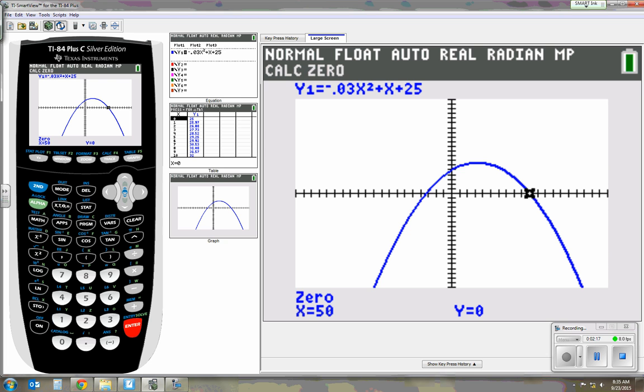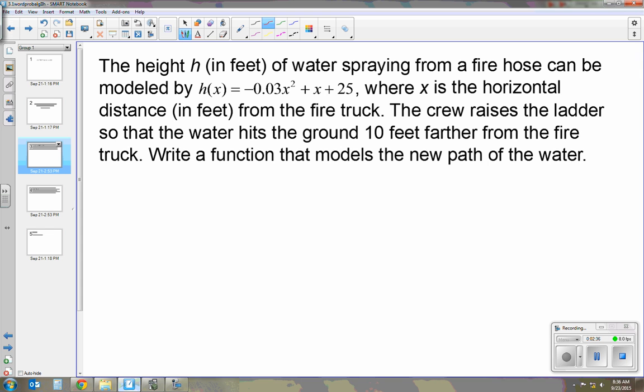Okay, and if you notice, our 0 is at 50. That means when this fire hose lands on the ground, where the ladder regularly is, it lands 50 feet away from the fire truck. But our problem says that the water hits the ground 10 feet farther. So 10 feet farther is going to be at 60 feet. So we need to rewrite an equation that allows this ladder to raise up enough so it'll land 60 feet away on the ground. And the ground is 0, right?